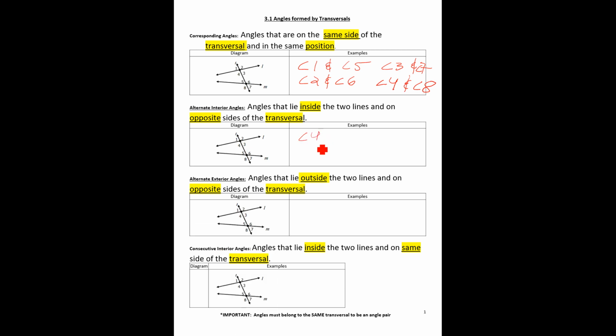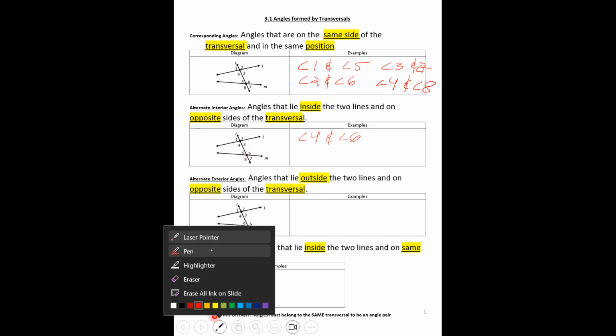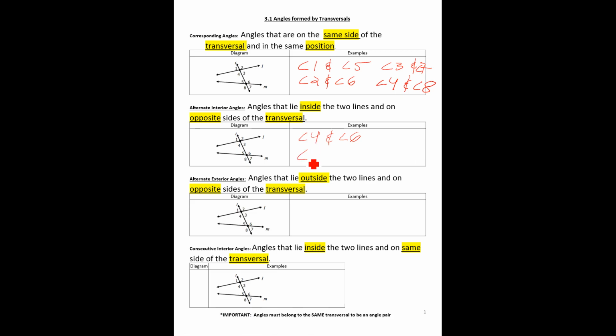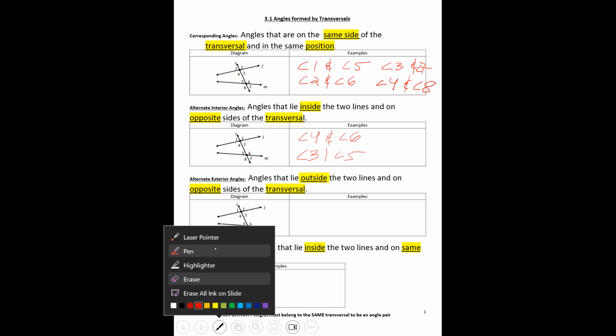So angle 4 and angle 6. And then similarly, the same will be true for 3 and 5. They are both inside L and M, right? They are both inside and they lie on opposite sides of the transversal. So 3 and 5 are also alternate interior angles.